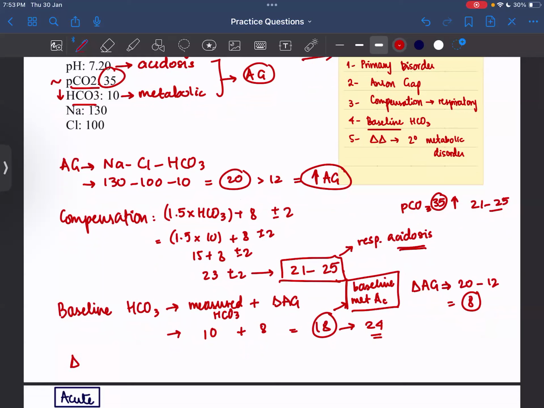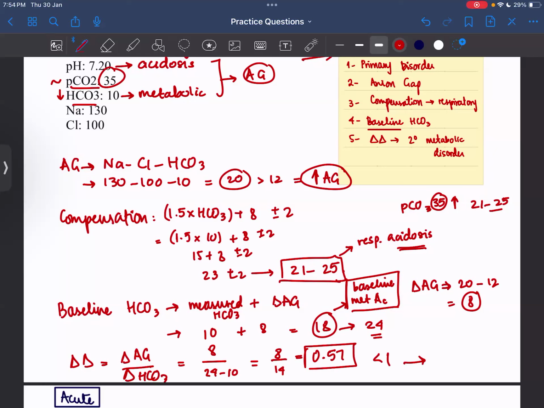And then the last step would be to confirm all of this by the delta delta. Delta basically means change. So a change in anion gap divided by a change in bicarb. The change in anion gap, as we calculated earlier, was 8. The change in bicarb: the normal amount should be 24, what we have is 10, so 24 minus 10, which would be 14. And then I think this was like 0.57 or something. Any value that is less than 1 shows us that there is a concomitant high anion gap metabolic acidosis alongside a non-anion gap metabolic acidosis.